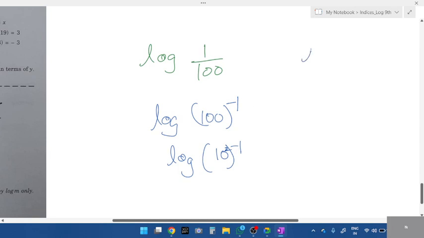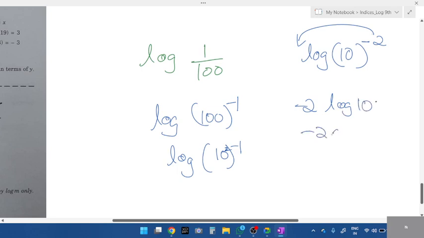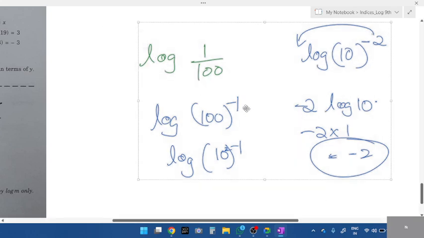When you open the bracket, what do you get? Log 10 to the power of 2 into minus 1. What is 2 into minus 1? Minus 2. What happens to minus 2 if it goes to the other side? Minus 2 log 10, minus 2 into 1. What's the answer? Minus 2. Is it clear? All of you understood? Response, students. Did you understand the logic here?